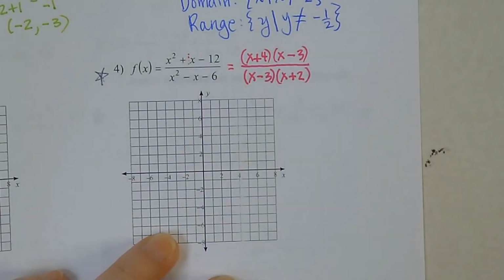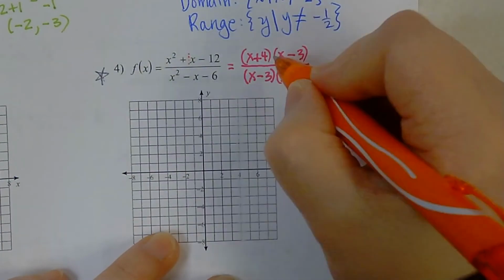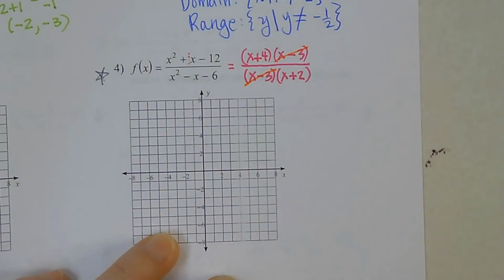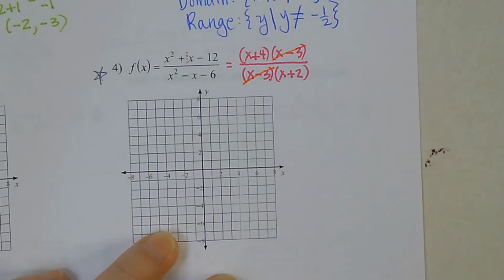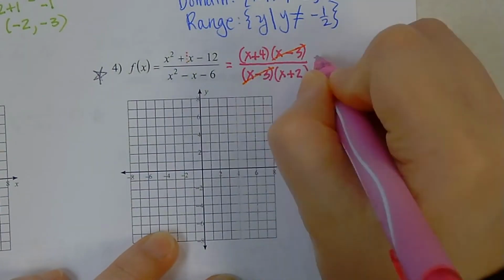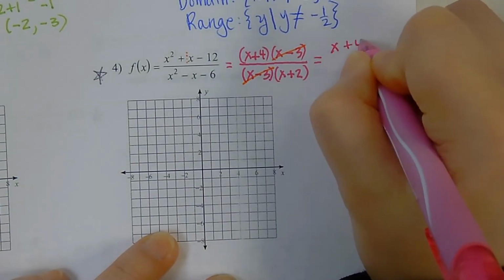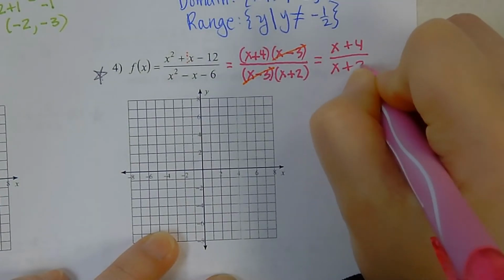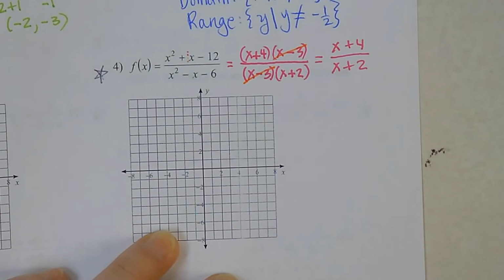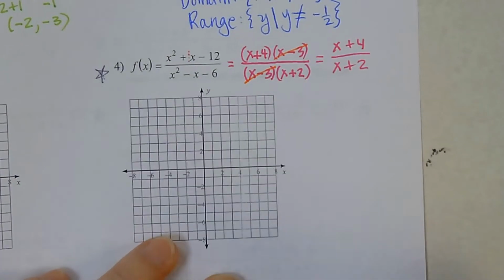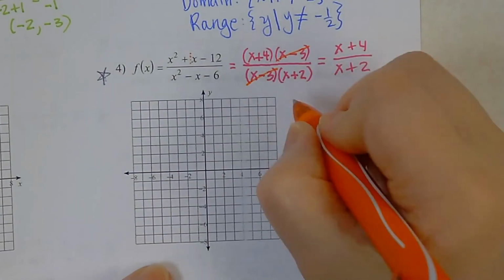Oh, look, I can cancel something out, guys. x minus 3, x minus 3. So that's going to be our hole right there. I'm just going to write down the simplified version, which is going to be x plus 4 over x plus 2. Nothing else to cancel out. That's our simplified version. So let's go back to the hole.